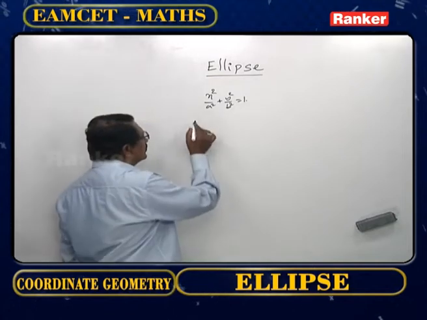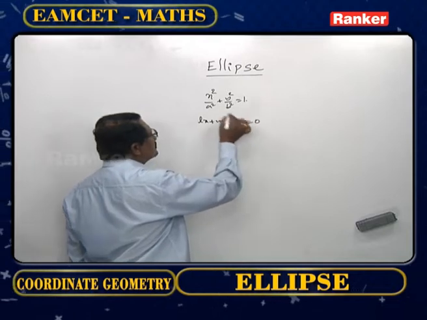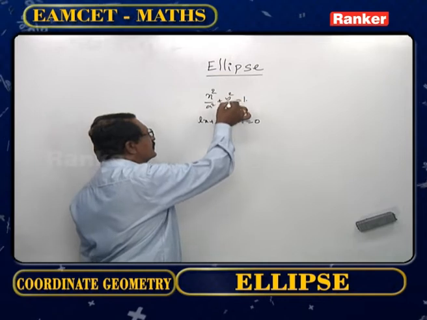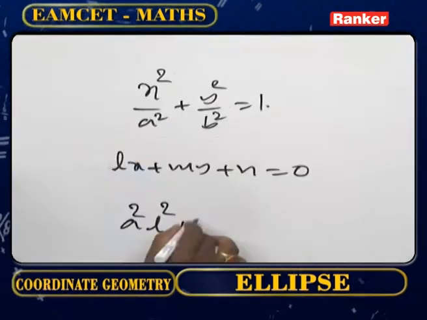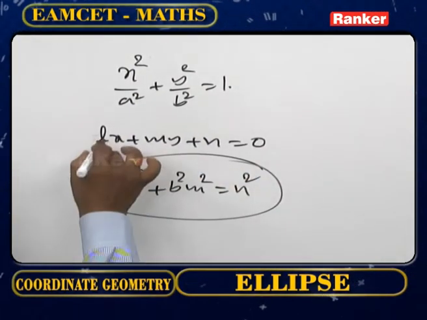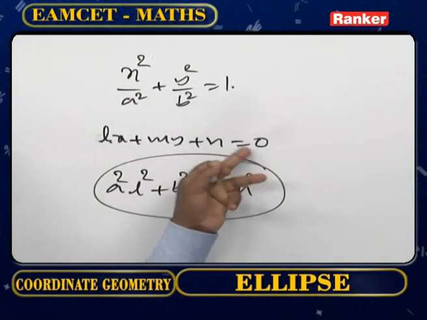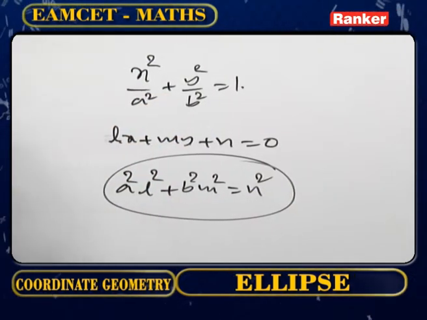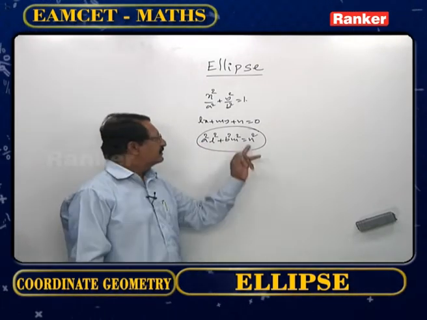If a straight line lx plus my plus n equals 0 is a tangent to the ellipse x square by a square plus y square by b square equals 1, then the condition is a square l square plus b square m square equals n square.